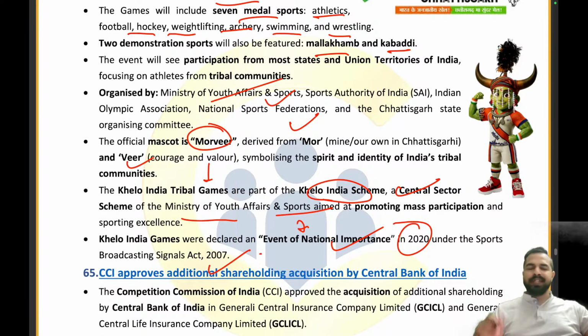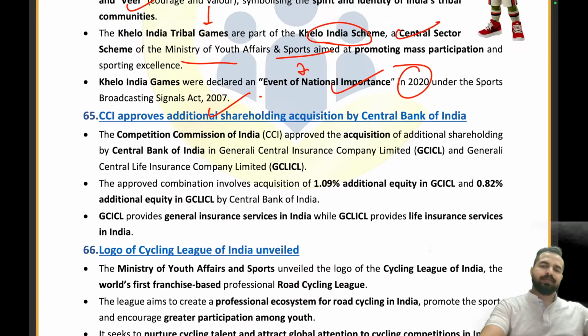Clear to everyone? Please quickly tell me, the Khelo India Tribal Games, the first edition has been conducted in which area? Chhattisgarh. What is the mascot? Morveer. What are the 2 demonstration sports? Malakhamb and Kabaddi. It is organized by the Ministry of Youth Affairs and Sports. It comes under which scheme? Khelo India scheme. It is a central sector scheme. Under which ministry? Ministry of Youth Affairs and Sports. Absolutely right, done and dusted.